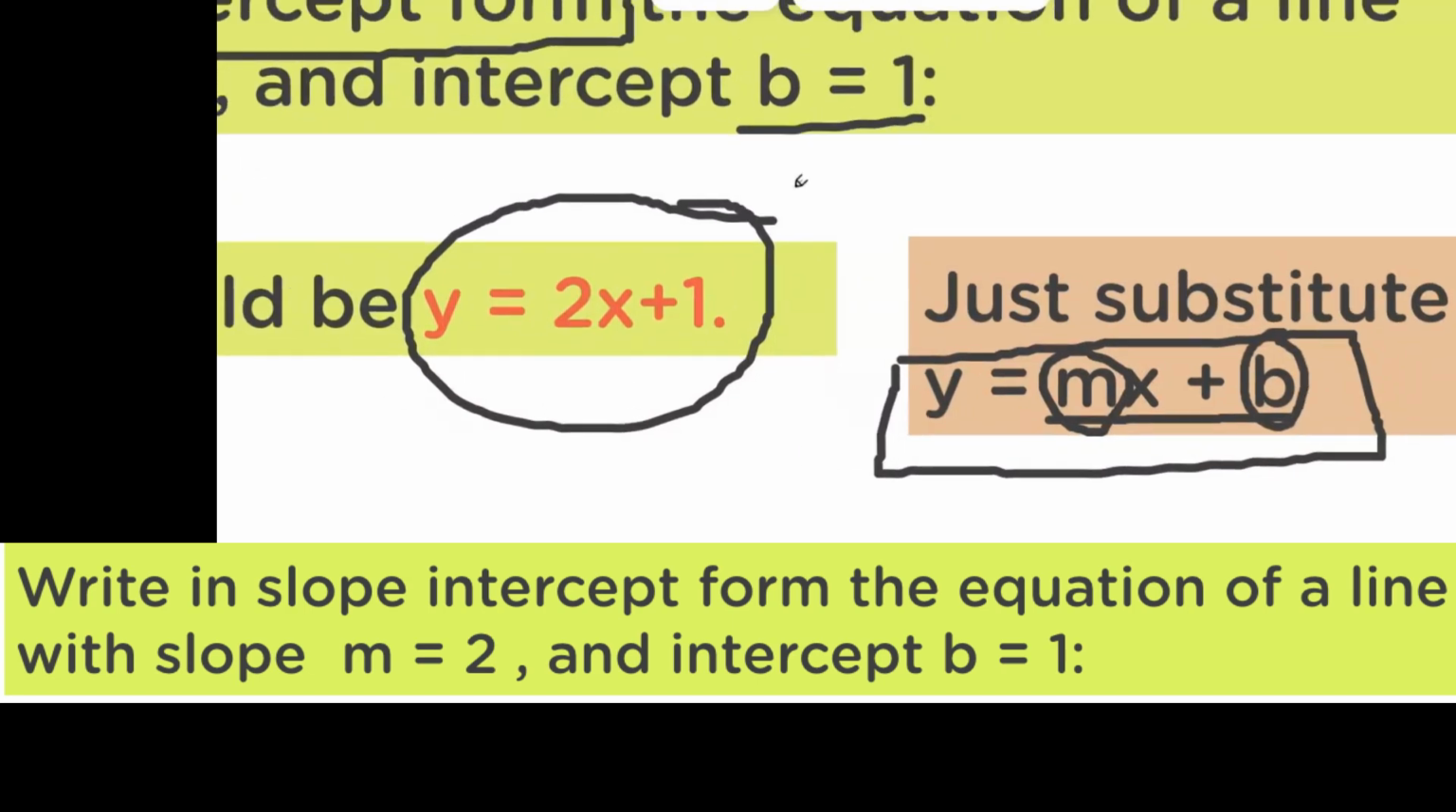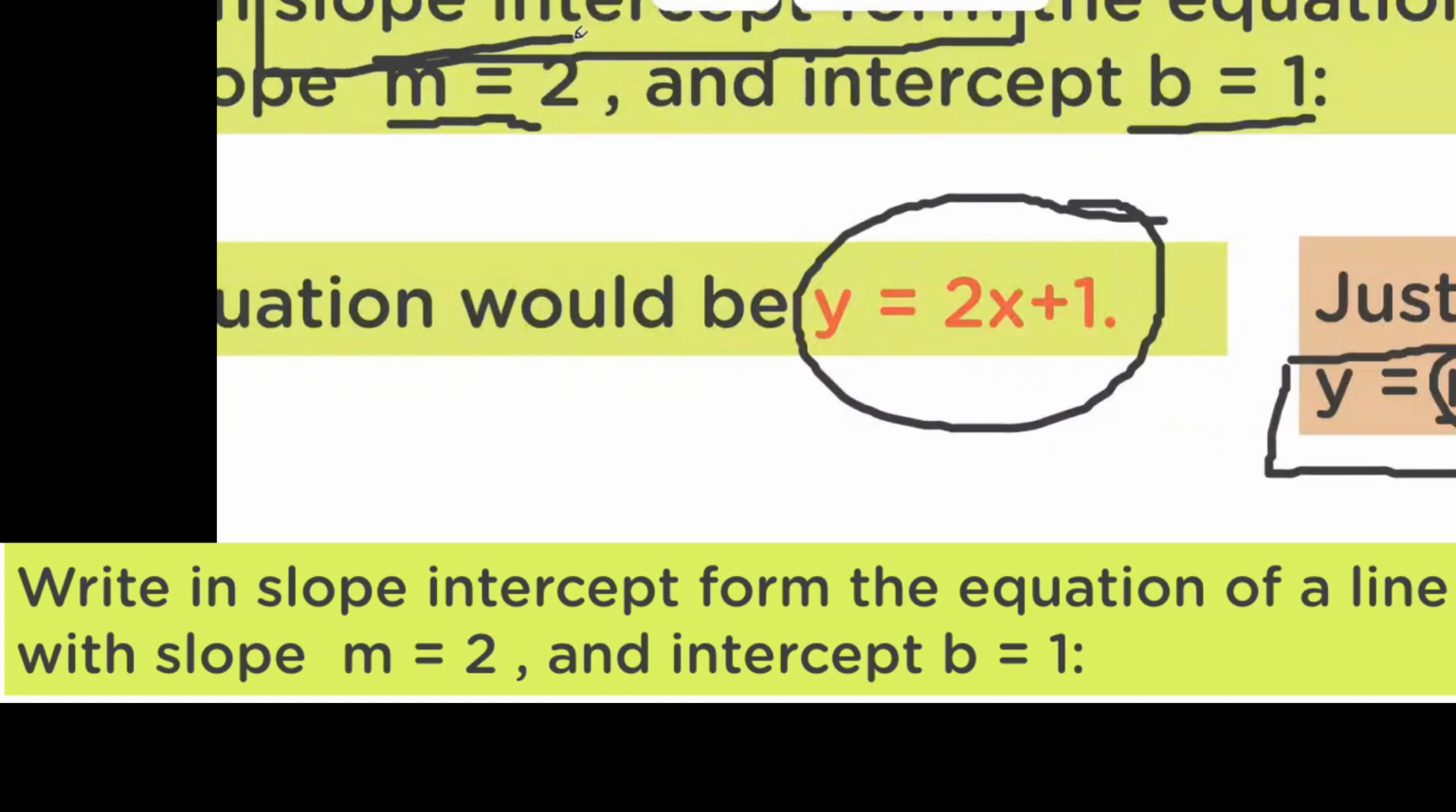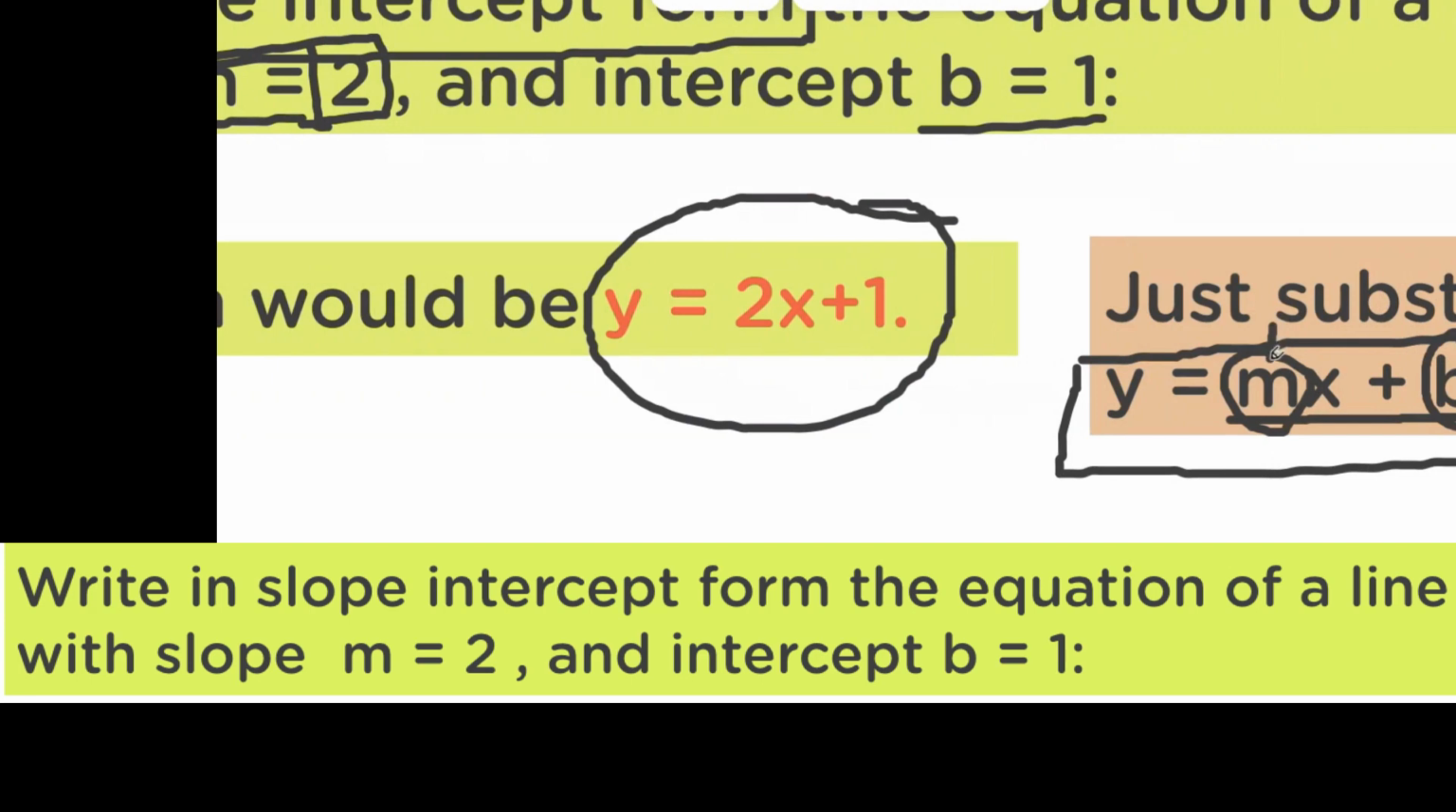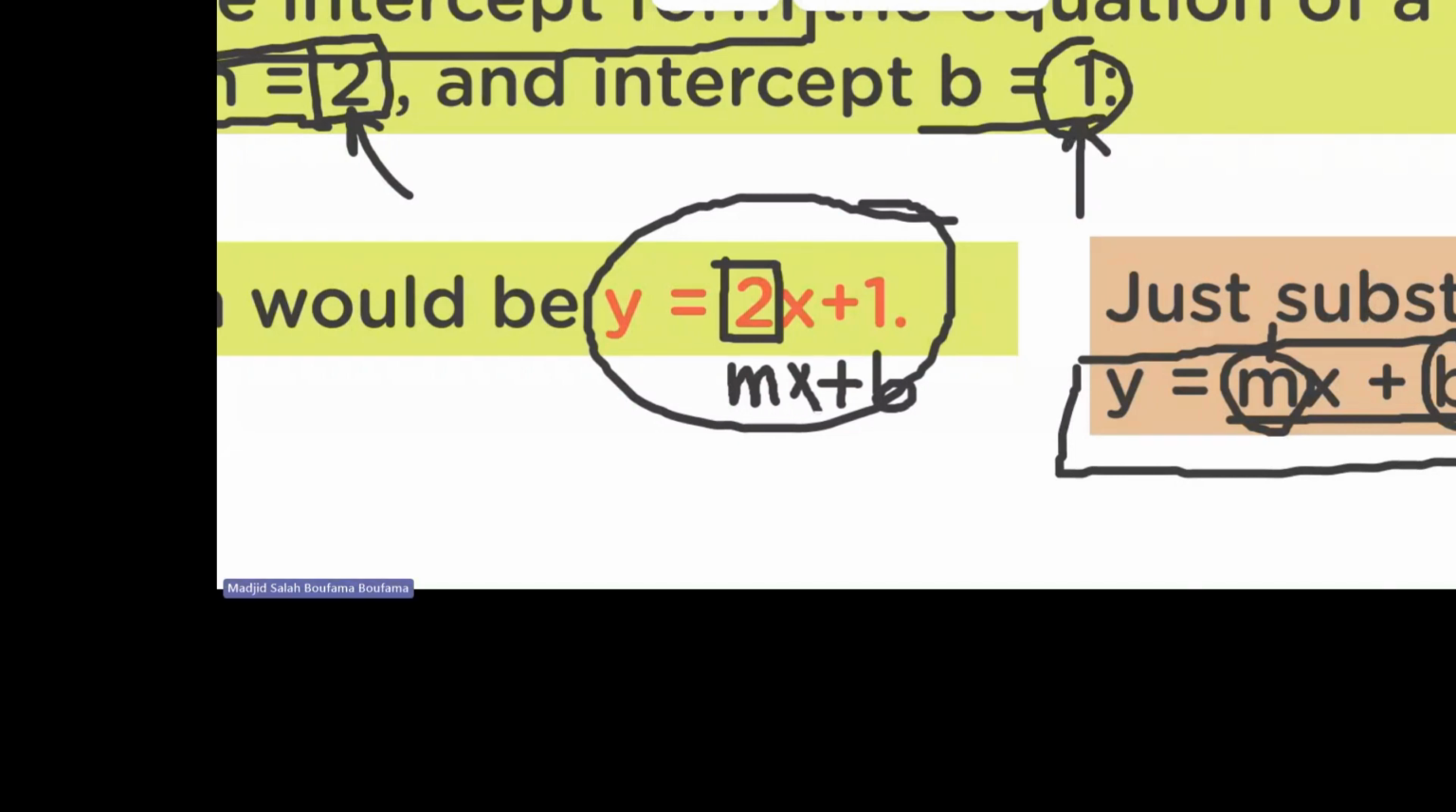Because in the question, they give you m, the slope 2. So instead of this m, you put 2. That's why you have 2x here, exactly like mx. Okay? But m is given what? 2. Plus 1, plus b. Can you see the formula is mx plus b? So instead of b, you put the 1. As simple as this. Any question?